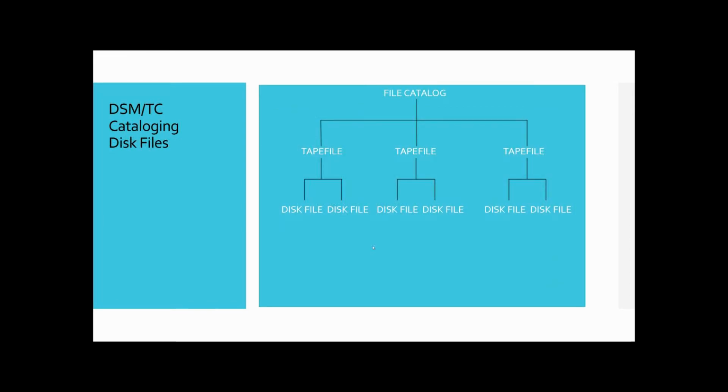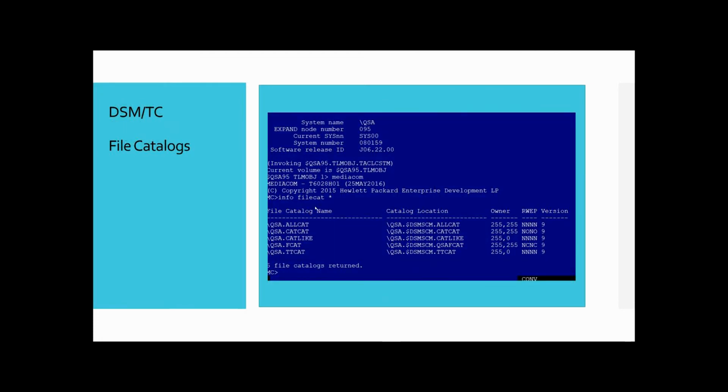Then we get to file catalogs, which is where we store the disk files that were backed up. File catalog contains tape files, which are the backup records. Tape files contain disk files, which are the disk file records that are in the backup. File catalog, same as the volume catalog, it's just a place where you're going to deposit your backups. One or more of these with the location, owner, and security.